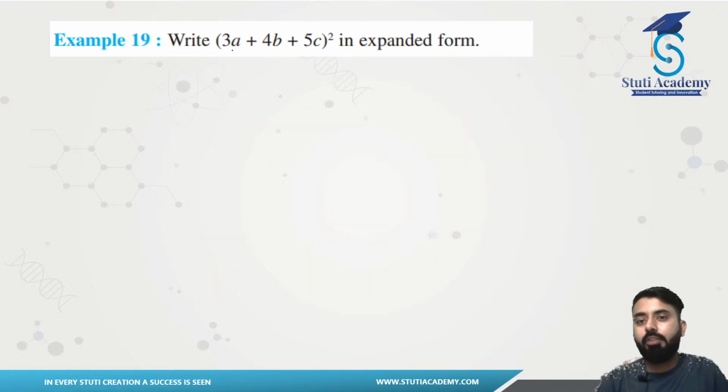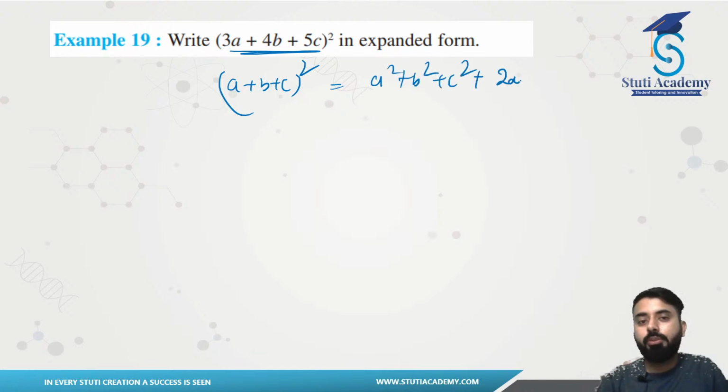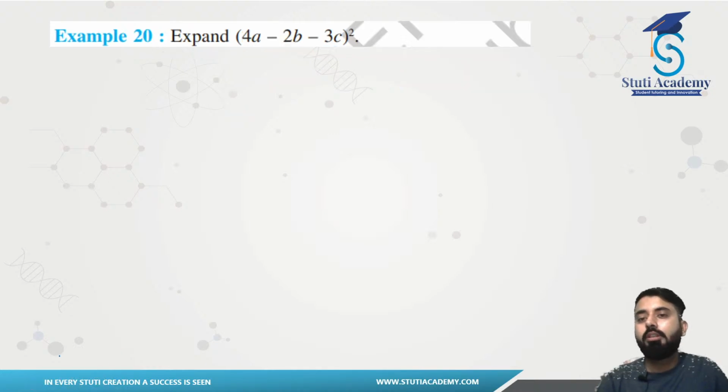So we have to write this one in expanded form. Quite easy. This is (a plus b plus c) whole square. You can easily solve this one. This will be a square plus b square plus c square plus 2ab, 2bc and 2ca, right? You can easily solve this one. So let's move forward. Again we have to expand this one. Quite easy, like the one we have done earlier.